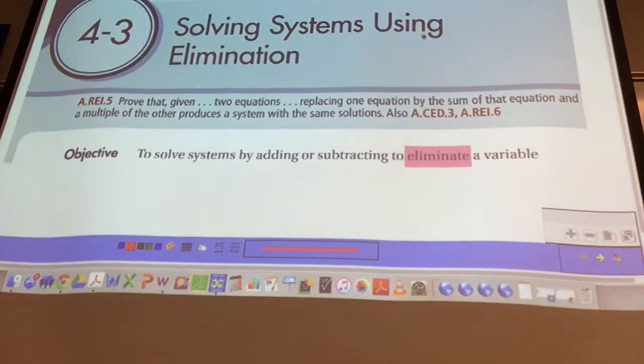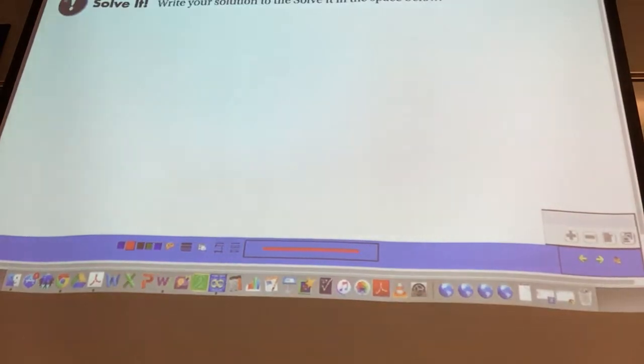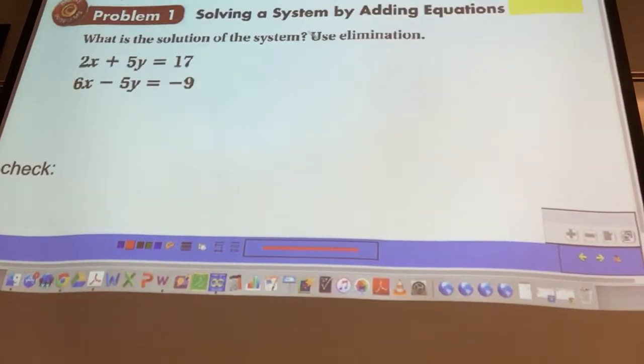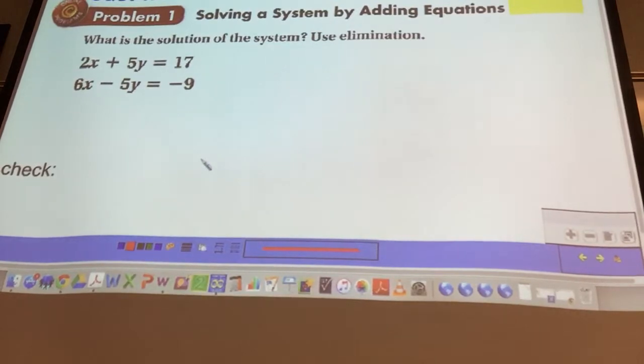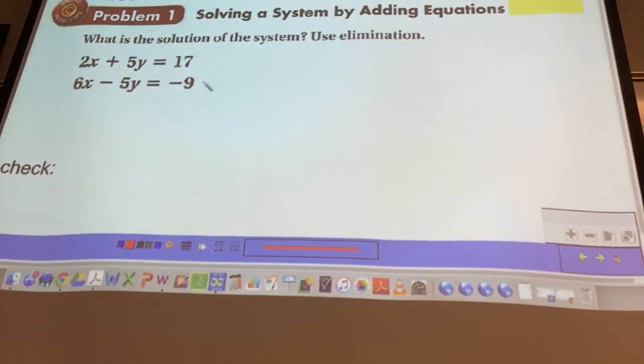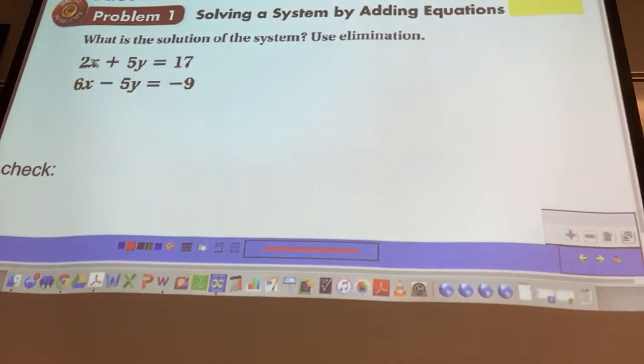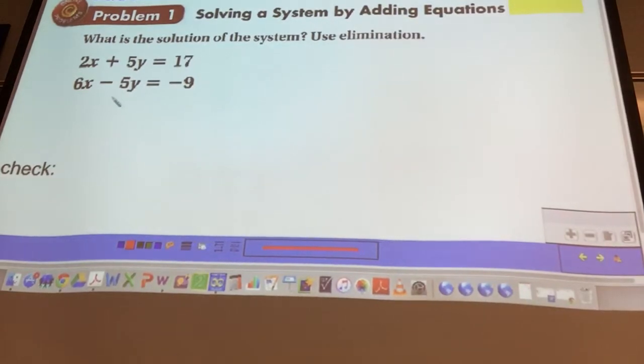I just leave it by itself. Well, you'll see. It's going to actually take 2 steps. So just watch this one. You don't have this to write down. Just watch. If you look at these two equations, 2x and 6x, 5y, negative 5y, 17 and negative 9, what do you notice there? Two 5y's. And one's positive, one's negative.